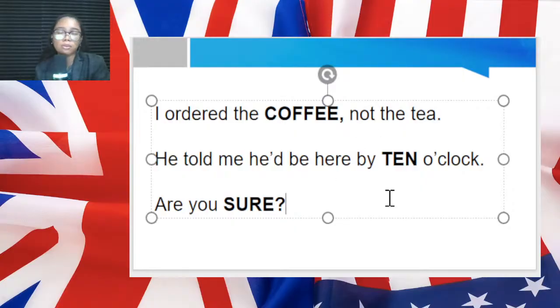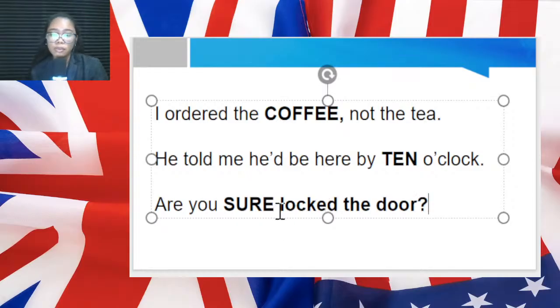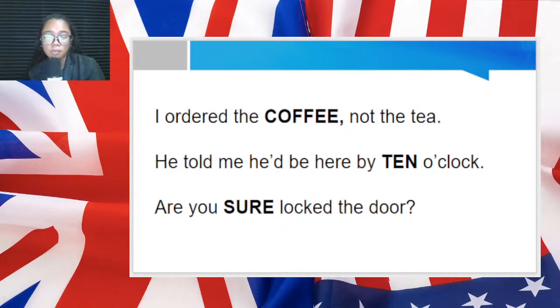Maybe we could try to add a little bit more context here, by saying, are you sure you locked the door? Something like that, you add something. Are you sure you locked the door? Just to provide some context on what you're trying to refer to. Okay, so these are just some of the plenty of examples where we can use rise-fall intonation. We can always use it in different contexts, different sentences.